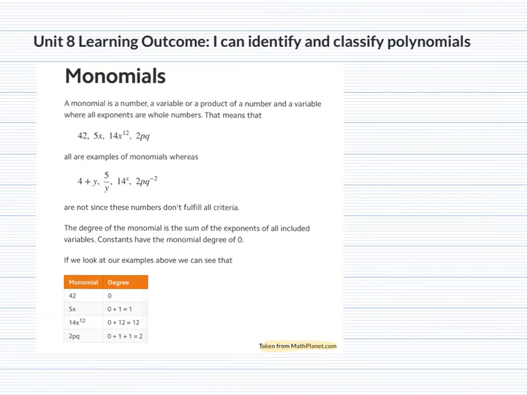So first off, a monomial is a number, a variable. Okay, so this is vocabulary, so you should know that. A monomial is a number, variable, or a product of a number and a variable where all exponents are whole numbers. So if you look, all of these are monomials. They are all numbers or variables or product. Okay, what does product mean? Product means multiply.